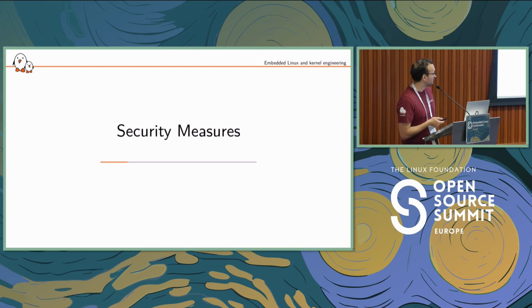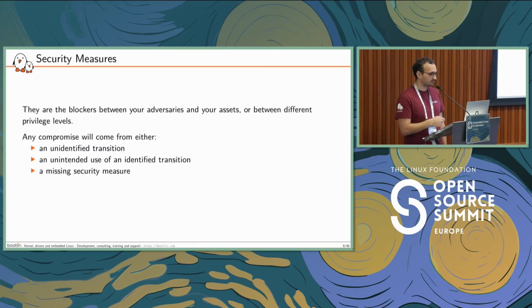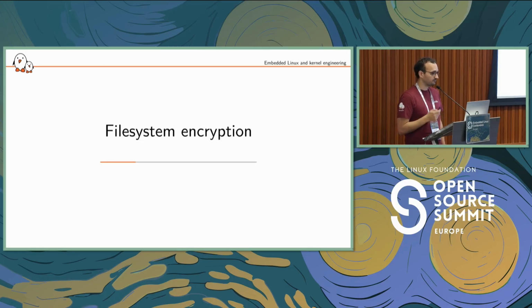So let's talk about those. I have a few that I think are the ones that come up the most that I would like to go through, and to give you an idea of when I think they're useful or applicable, and how to think about them in terms of threat model and your system. Essentially, the security measures are just a blocker between your adversaries and either a privilege level that they shouldn't have, or your assets. And what you want to prevent is transitions from one to the other.